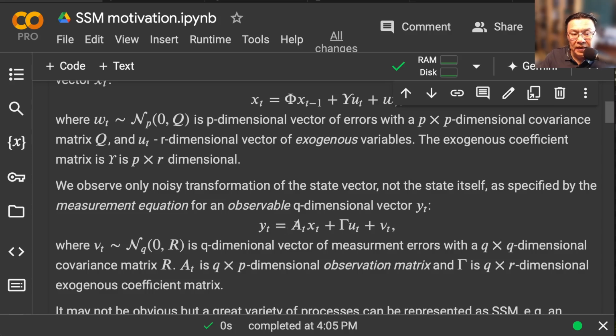Now, what is this A? One way to think about it is, imagine that your X is measured, let's say, in inches, and Y is measured in centimeters. Then A would simply be the conversion. Or maybe X is Japanese yen, and Y is dollars. Then A could be the exchange rate, and so on. So it's some kind of scaling or conversion of the hidden state into a measurable metric.